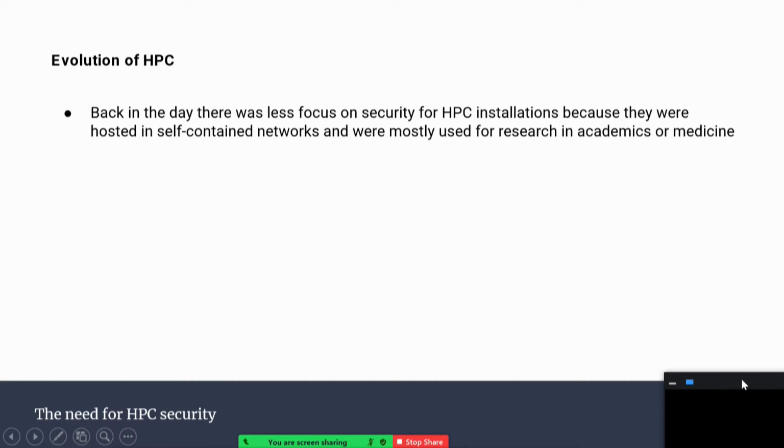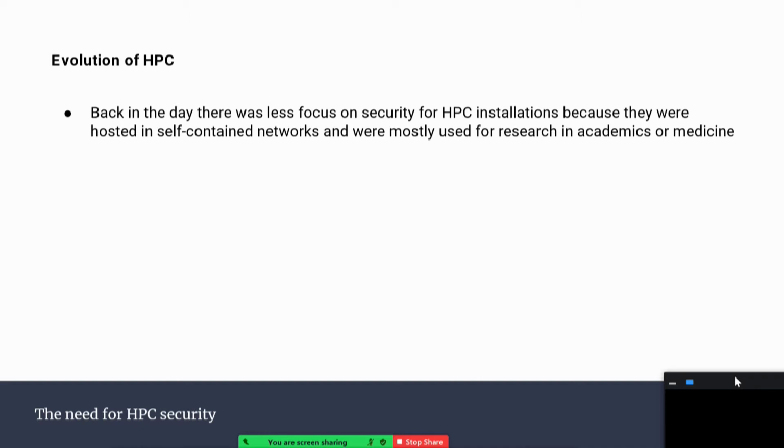There was less focus on security for installations because most of the time HPC systems were self-contained on-premise, and they were usually used by academicians and sometimes in the medical industry, where people do simulations and long-run research. But nowadays, HPC has changed. A lot of players in the private industry have seen the advantages of HPC and of parallel computation, and a lot of people are coming into that game.